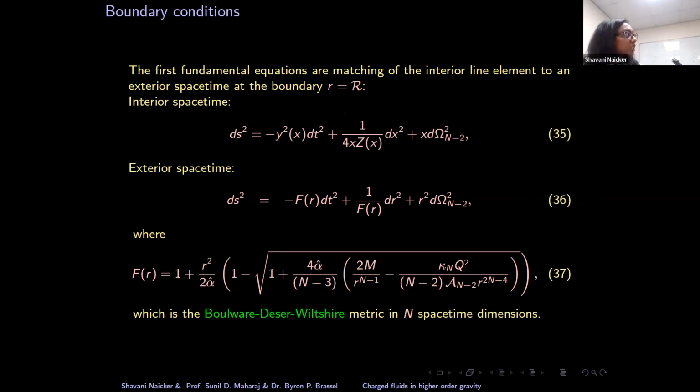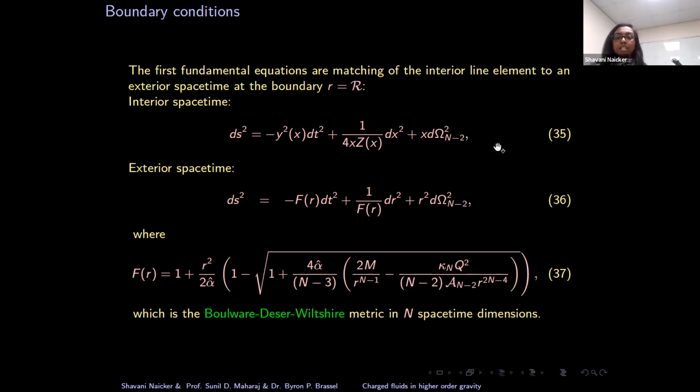So far, the solutions we presented here represent those of a cosmological model or the interior of a charged static star. Now we want to obtain a complete stellar structure. So we would then need to match the interior to an exterior. We need to find the matching conditions or the boundary conditions. So the first fundamental form is then matching the interior space-time to an exterior space-time at a boundary. So this is what we will consider the boundary.